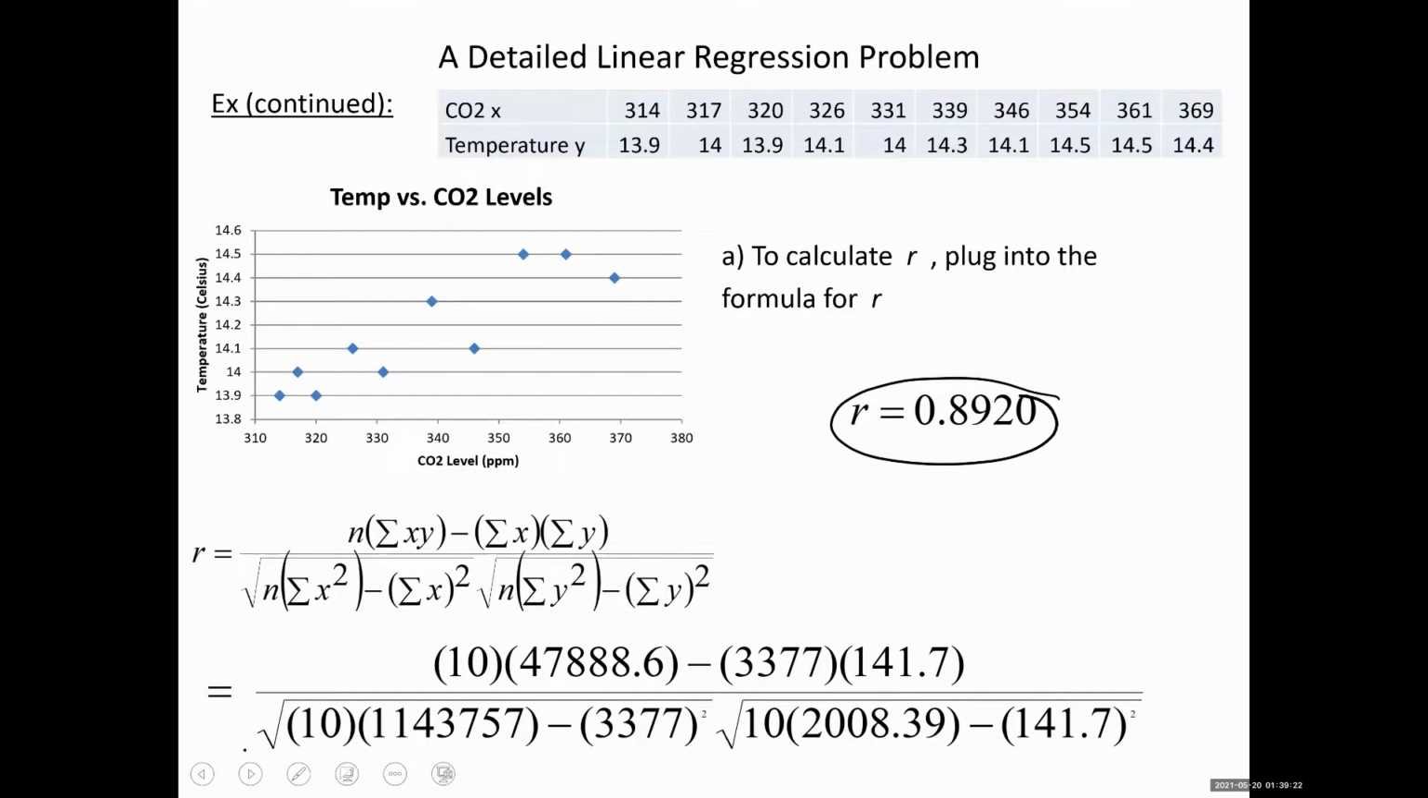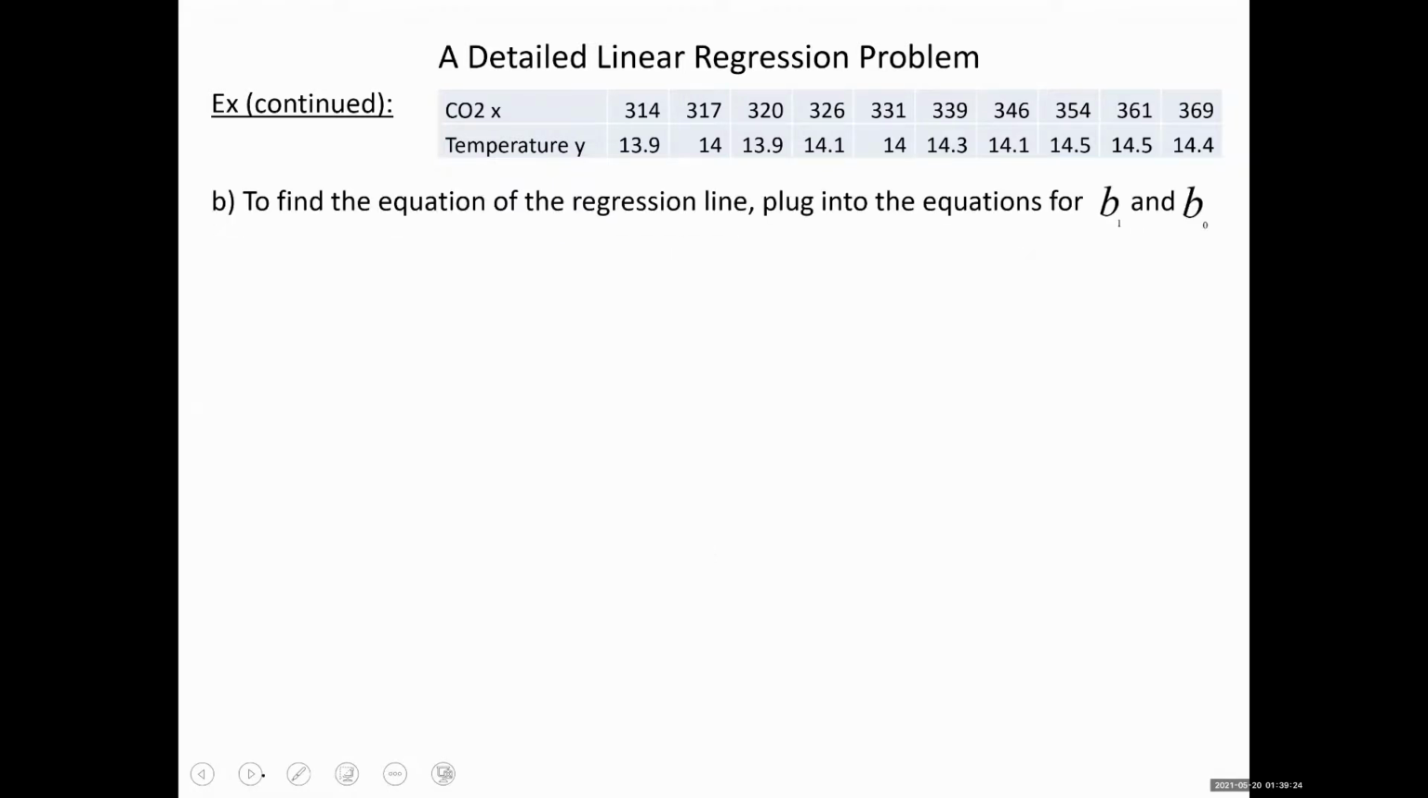Okay, so that's how you do part A. Then part B said, find the equation of the least squares regression line, the line that's as close as possible to the data. In order to find the equation of the line, you got to find B1 and B0. B1 is the number that goes in front of the X, and B0 is the other number that's added at the end. Well, here's the formula for B1.